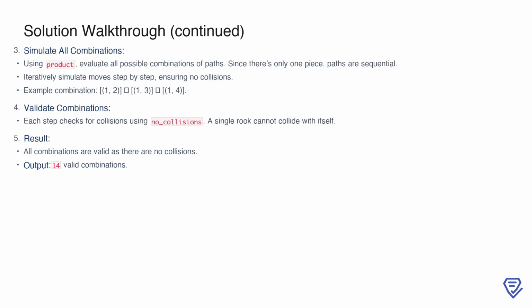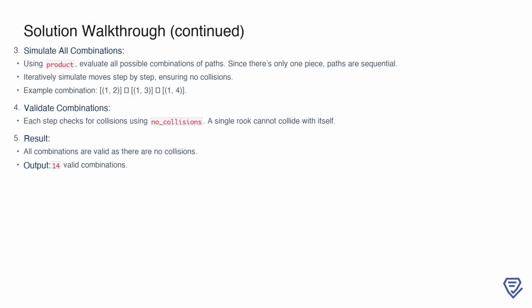Now that we have all potential paths for the rook, the next step is to simulate all possible move combinations. This is done using the product function, which evaluates every combination of paths. In this case, since there is only one piece, the paths are straightforward and sequential. For instance, the rook might move from 1, 2 to 1, 3, and then to 1, 4.